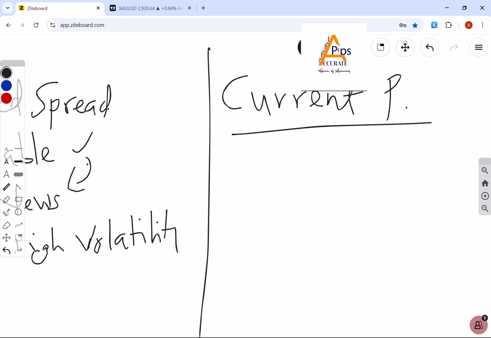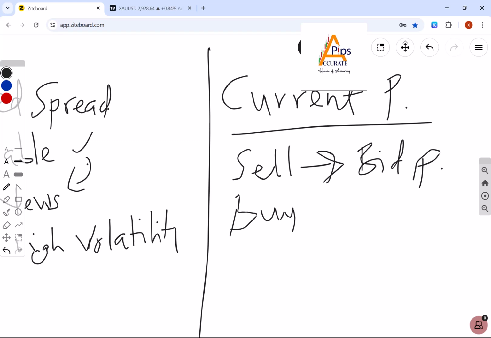So let's say your last transaction, for instance, is a sell, it means your current trading price is your bid price. If it is a buy, it means your current trading price is your ask price. Because that is the point at which you did your last transaction. So that is the current price or the current traded price.